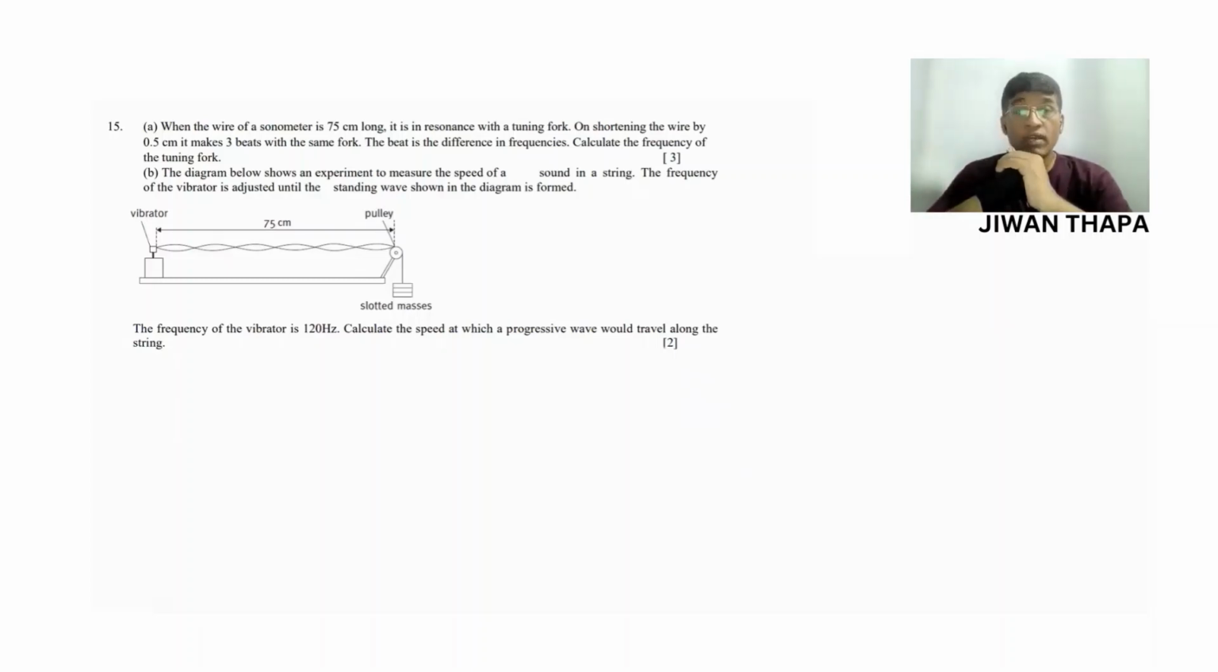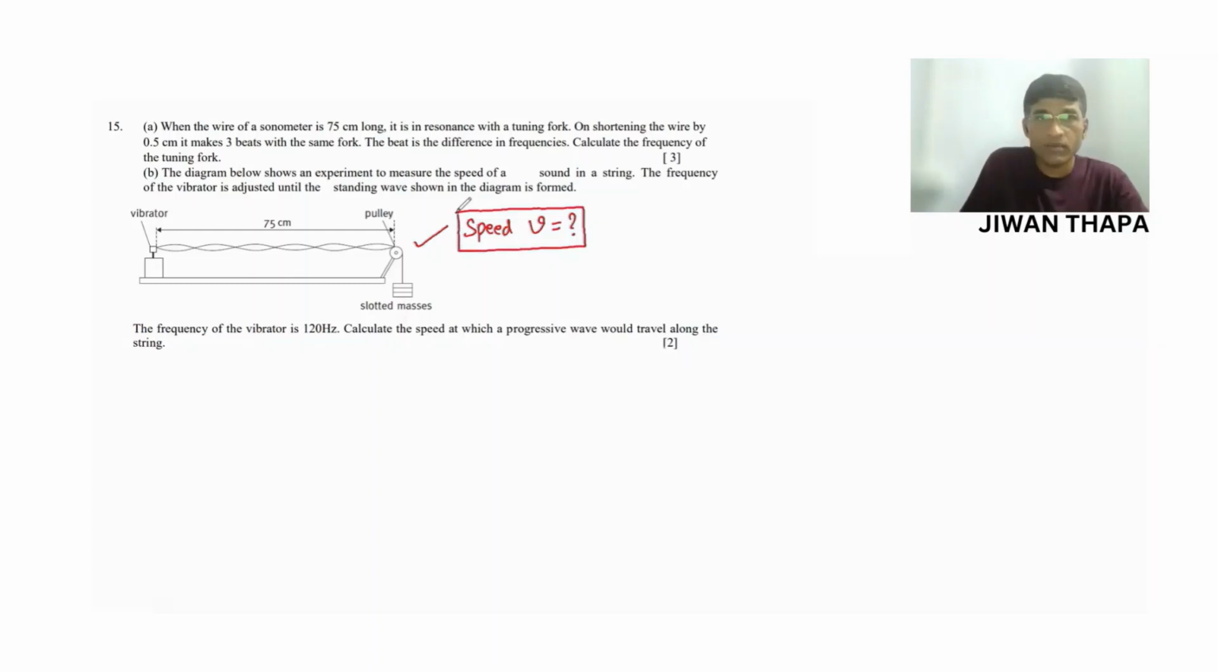Question 15b. The diagram below shows an experiment to measure the speed of sound in a string. The frequency of the vibrator is adjusted until the standing wave shown in the diagram is formed. The frequency of the vibrator is 120 Hz. Calculate the speed at which a progressive wave will travel along the string. So we are asked to find the speed v, and the frequency f is 120 Hz.